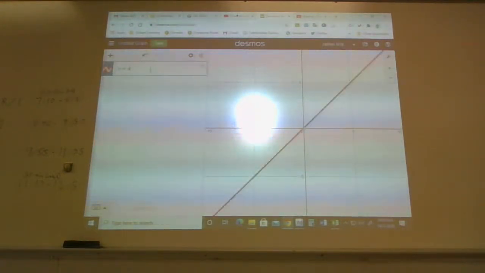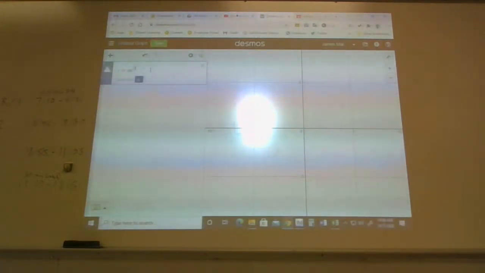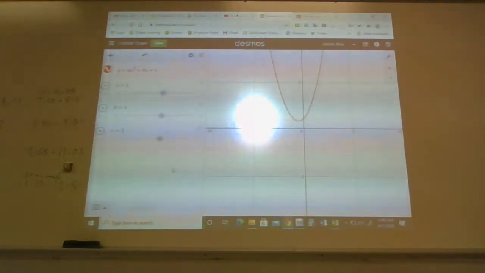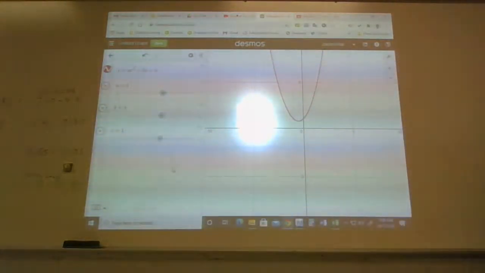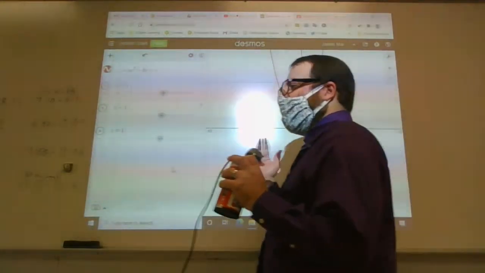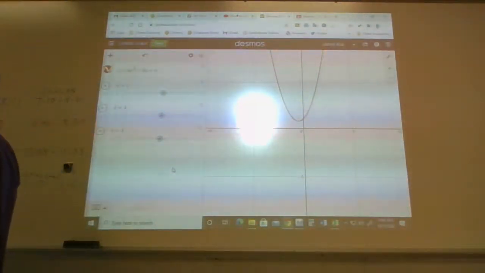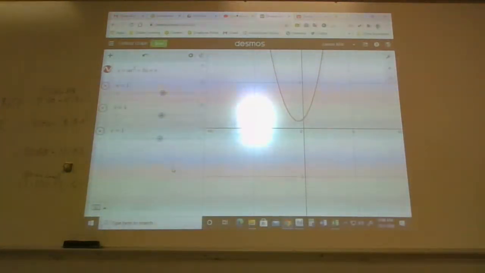Y equals ax squared plus bx plus c. Add all. There we go. Look what I got here. Now, you may not have seen anything like this before, but in Desmos, I just typed in a generic quadratic equation, ax squared plus bx plus c. And in Desmos, they allow you to do this special thing called add a slider, which is really nice.